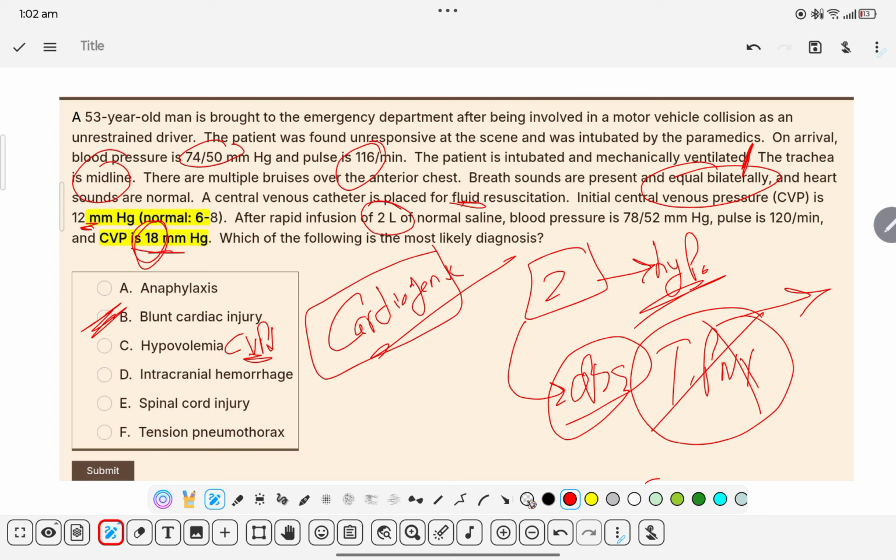So the take-home message here: if you have elevated CVP, you will be looking into cardiogenic shock or obstructive shock. Cardiogenic shock will be MI or myocardial contusion. Obstructive shock will be caused by pneumothorax or pulmonary embolism, of course. However, it can be excluded by chest examination, and cardiogenic shock will get worse after giving normal saline.